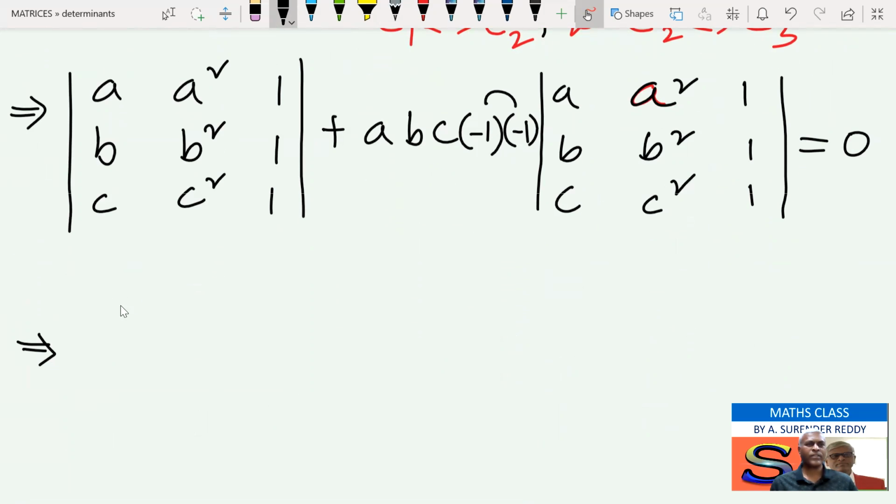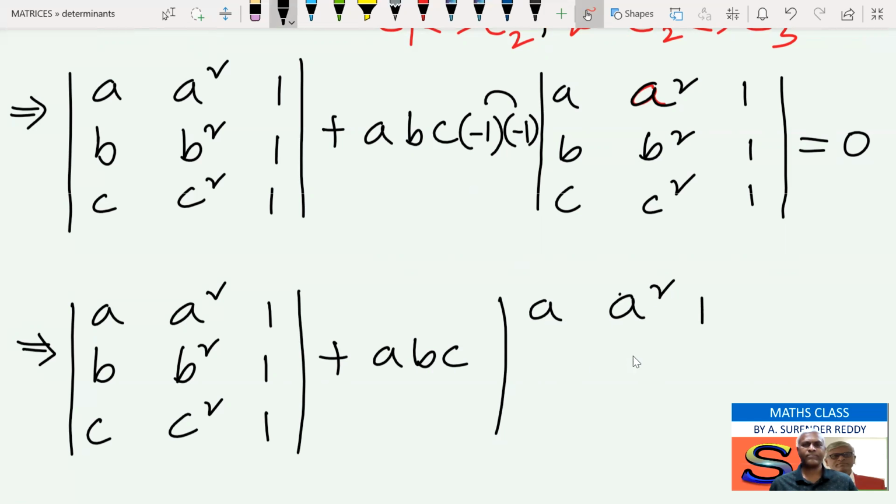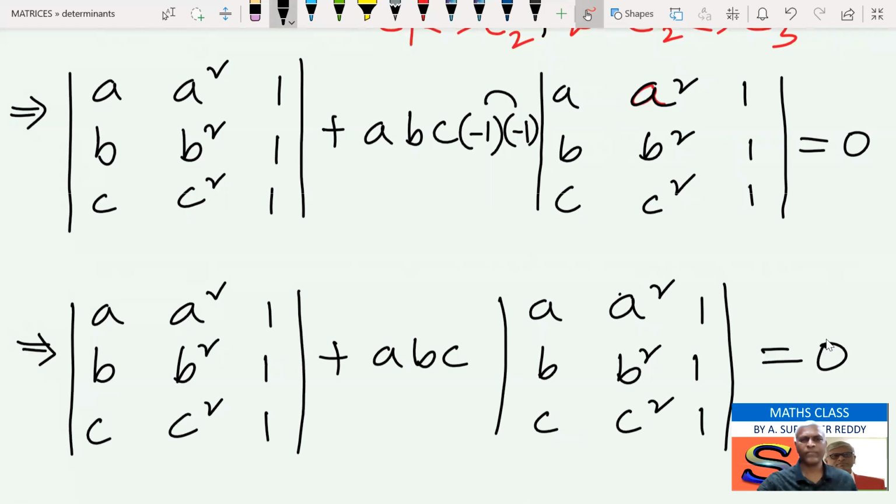No change in first determinant. A square 1, B square 1, and C square 1. No change in this one. It is A, B, C, minus minus will become plus. And here A square 1, B square 1, C square 1, and is equal to 0.